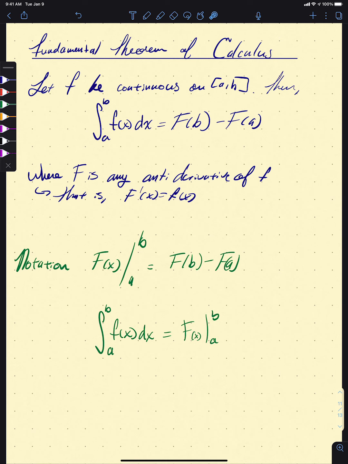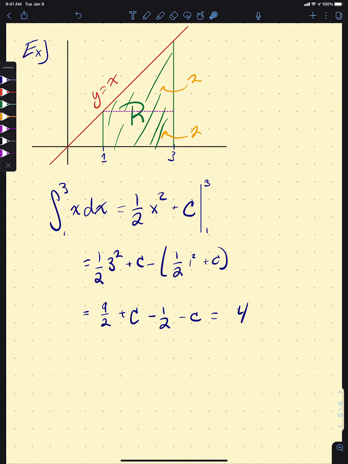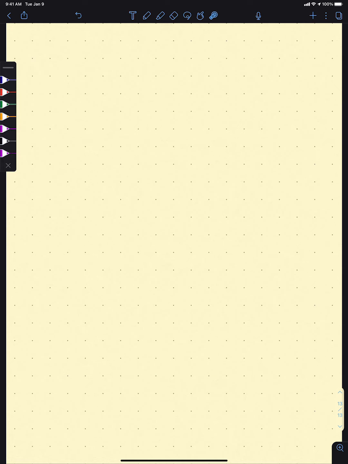Capital F of a also includes an instance of c, but we're subtracting the two. So they're going to perfectly cancel out, right? Which means when we're doing these computations of a definite integral, not of an indefinite integral, we can just drop that constant of integration because we don't need to worry about it, right? It's going to get added and then subtracted, and it's a 0, so it doesn't affect us, right?